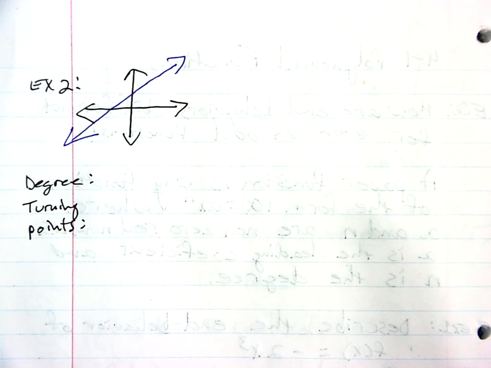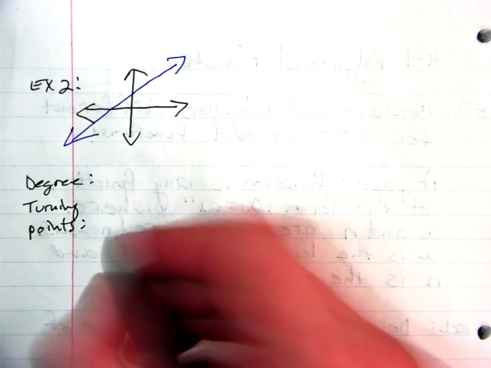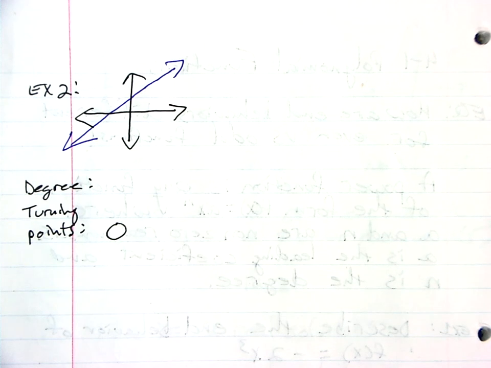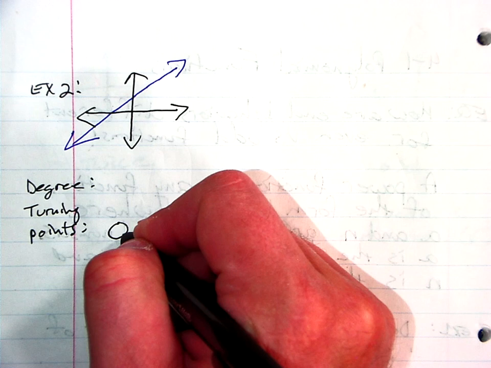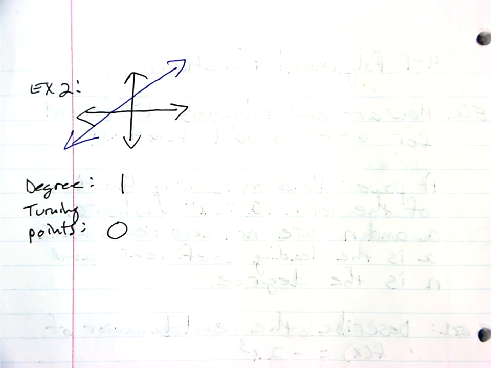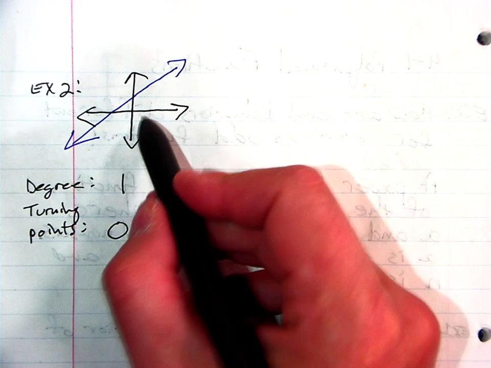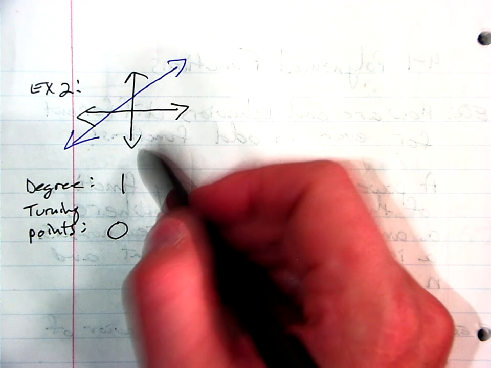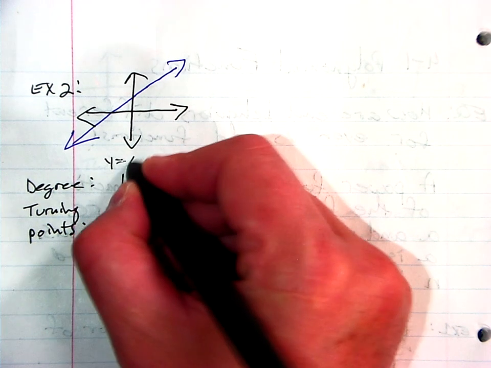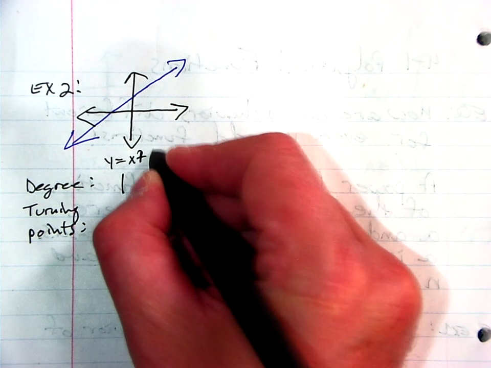I think this would almost be easier if you worked backwards. How many times does a straight line change direction? None, or 0. So the degree is 1 more than the turning points. If the turning points are 0, what's my degree? It's 1 more than your turning points. So my degree would be 1. So this would be like y equals x plus 1.